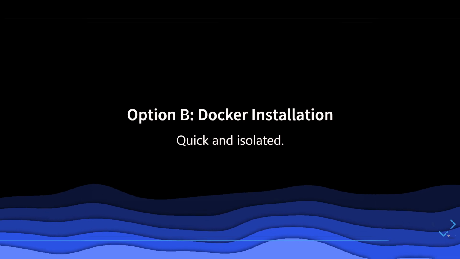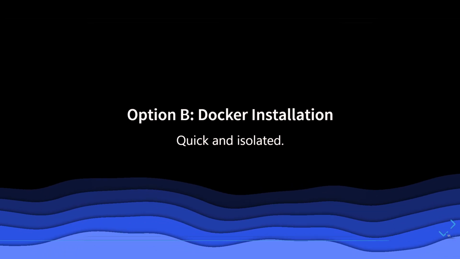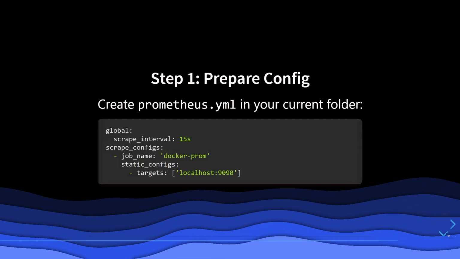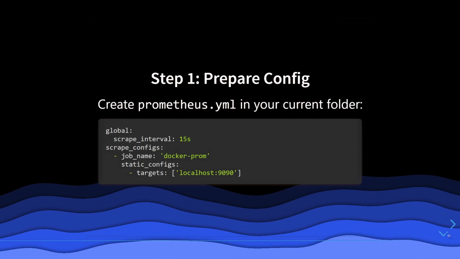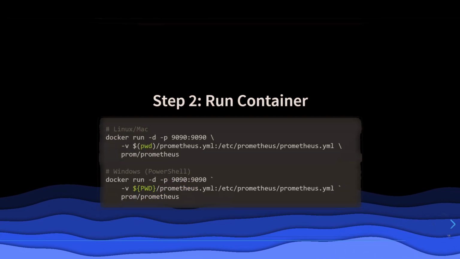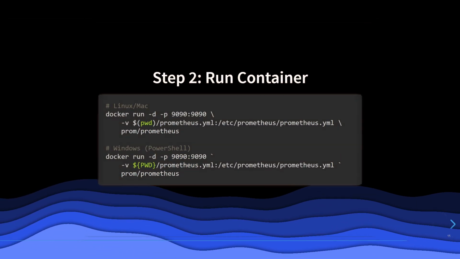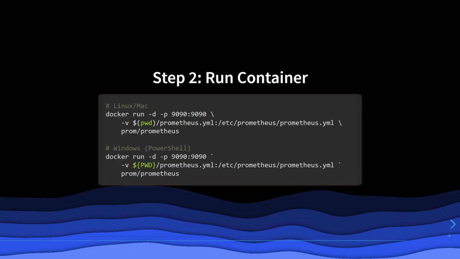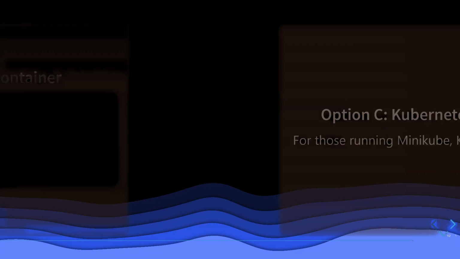Option B. Docker. Quick and isolated. Step 1. Prepare config. Create a simple prometheus.yml file in your working directory. Step 2. Run container. Mount your config file and run the container, exposing port 9090.